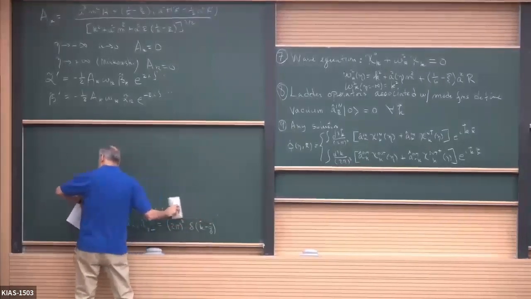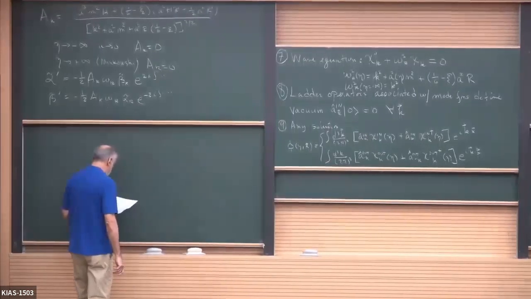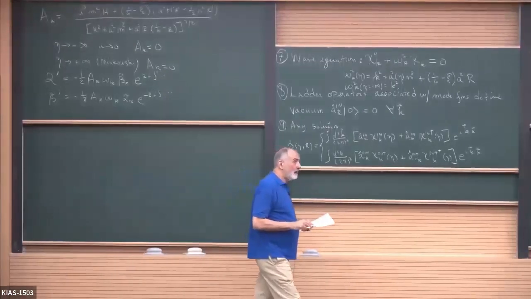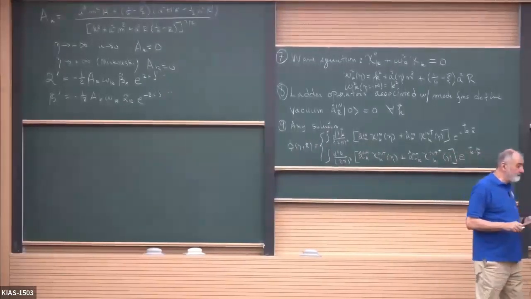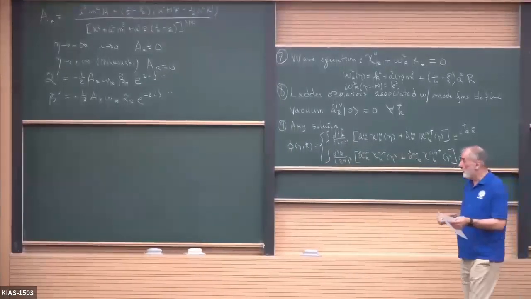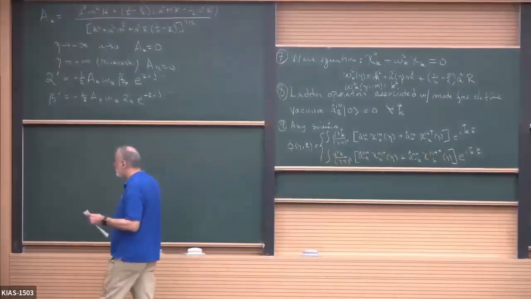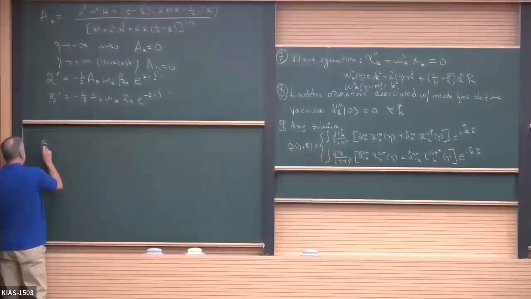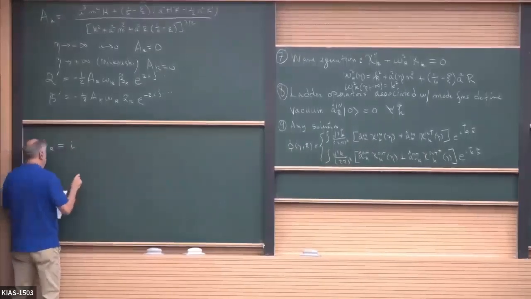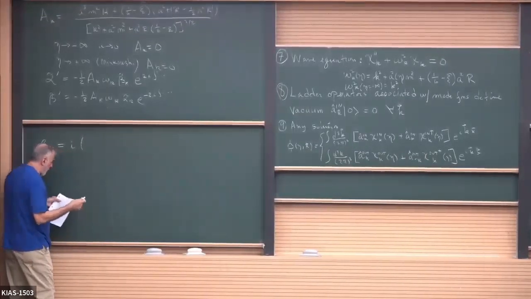Okay, two more things. I had an expression for beta of k. Now, pay attention to where the tildes occur, because beta tilde is not, in general, the Bogolubov coefficient. But beta of k, the Bogolubov coefficient, comes from the normalization condition, the Wronskian condition.